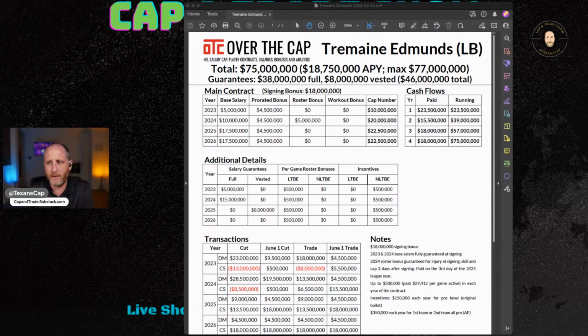So you could lower this cap number down by 3.3 million if you wanted to make that conversion. He would still get paid the same. He would still get paid on the third day of the league year. He would still earn that money the same way, but it's just an accounting function. Like I say all the time on Twitter, if you follow me, salary cap is basically just an accounting function.